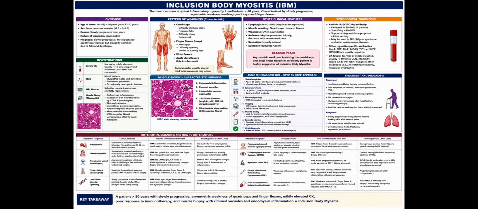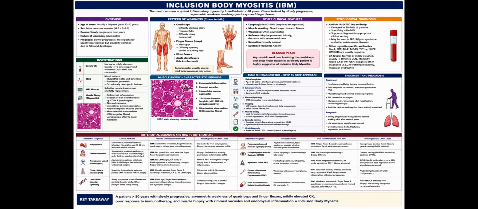Diagnostic criteria. The diagnosis is based on: 1, age usually more than 45 years; 2, slowly progressive weakness for more than 12 months; 3, finger flexor weakness greater than shoulder abductor weakness; 4, quadriceps weakness greater than hip flexor weakness; 5, characteristic muscle biopsy findings. Differential diagnosis: polymyositis, dermatomyositis, amyotrophic lateral sclerosis, ALS, motor neuron disease, muscular dystrophies, chronic inflammatory demyelinating polyneuropathy, CIDP.